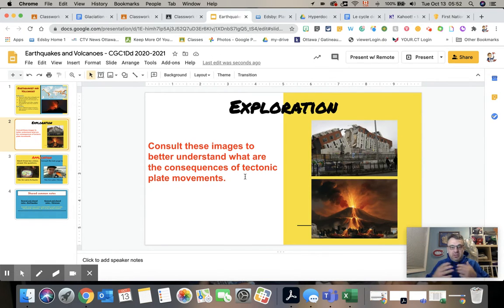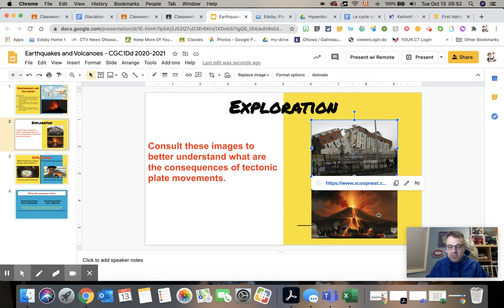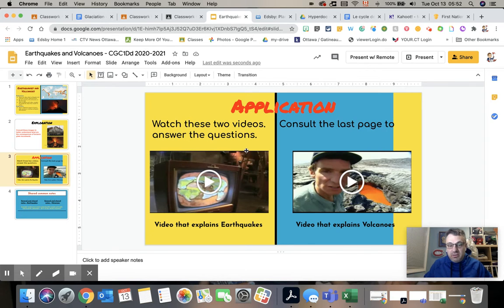So we're just going to take a look at this. You click on the second page, and you're going to get this. I want you to consult these 2 images. They're more information on earthquakes and volcanoes, and give you a little bit of a backdrop on both. The following piece is where it gets interesting. I want you to watch these 2 videos. One is about earthquakes, the other is about volcanoes. Bill Nye the Science Guy goes into a really deep dive on what these are. They're short little videos, but he explains in a really interesting way. So go in, have a little bit of fun with that.